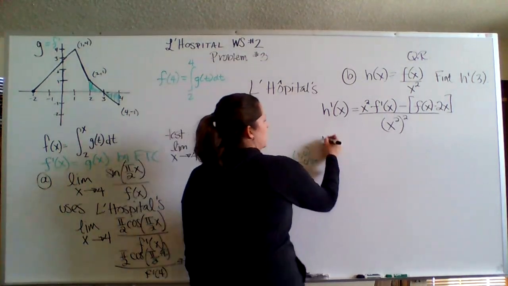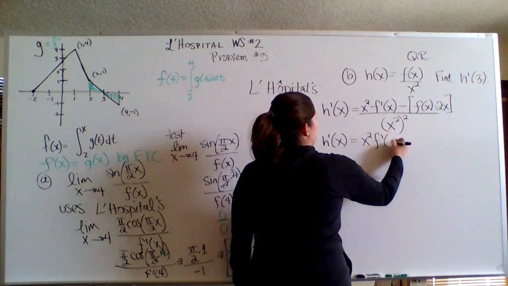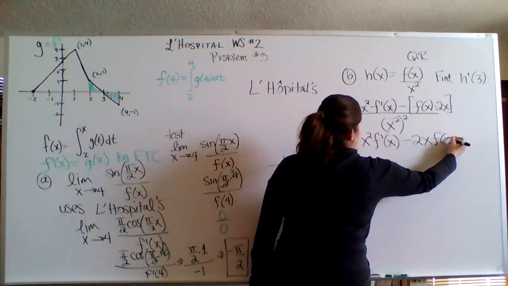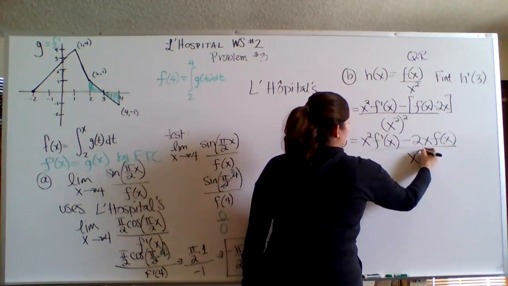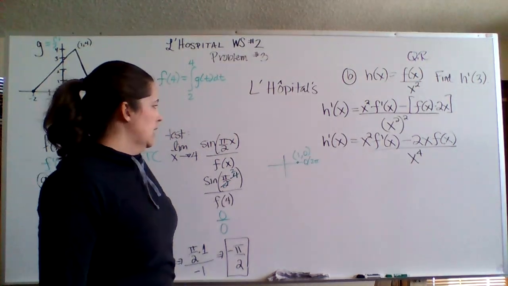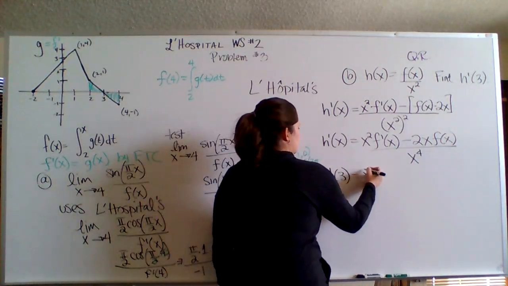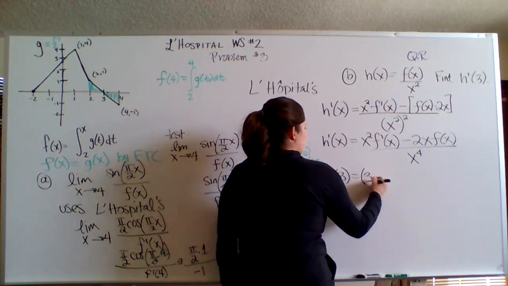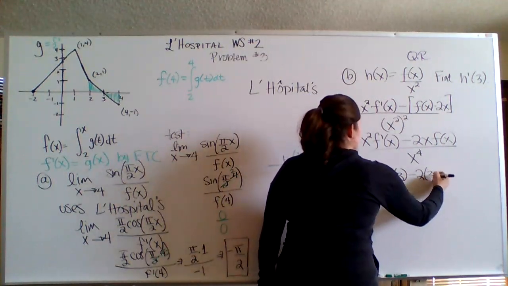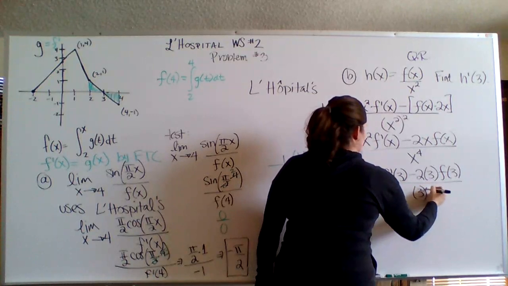And maybe we clean that up, not that you have to, but some of you might feel a little bit more comfortable if you wrote x squared times f prime of x. This is all one term. Maybe you flip the order, minus 2x times f of x, all over x to the 4th. Power to power, we're going to multiply those exponents. You don't have to, like I said. And now we're going to replace every x we see with a 3. So h prime of 3 equals 3 squared times f prime of 3 minus 2 times 3 times f of 3, all over 3 to the 4th power.